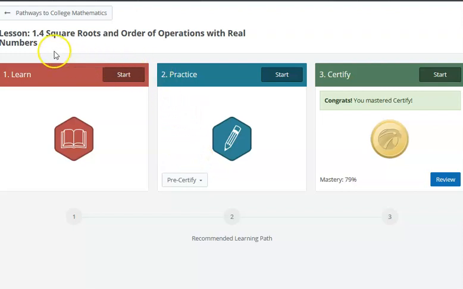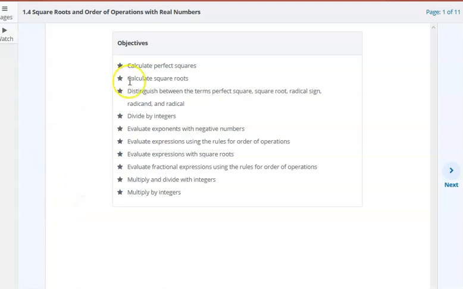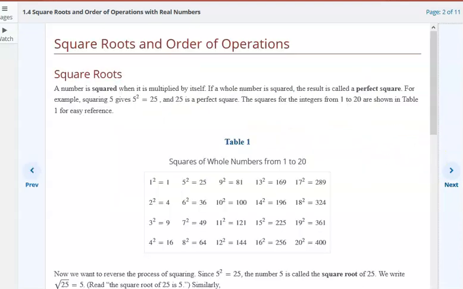Going on to lesson 1.4, square root and order of operations with real numbers. There are quite a few objectives, but again, we'll be going over these, and as we do them, then you can cite individual subsections. So when we think of square roots and order of operations, review is a key important item throughout this. So have you heard of this before?